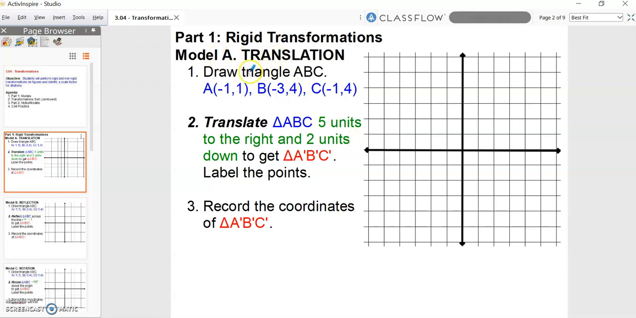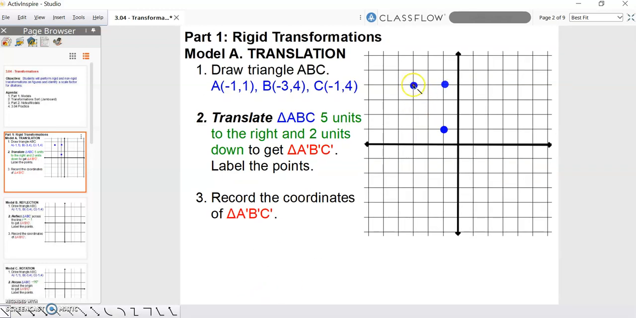So we're going to have a translation. We're going to draw a triangle ABC. Here are our points A, B, and C. Point A is at -1, +1, so right here. Point B is at -3, +4. And finally C, -1, +4. And I'll connect these points with a line. There you go. All right.